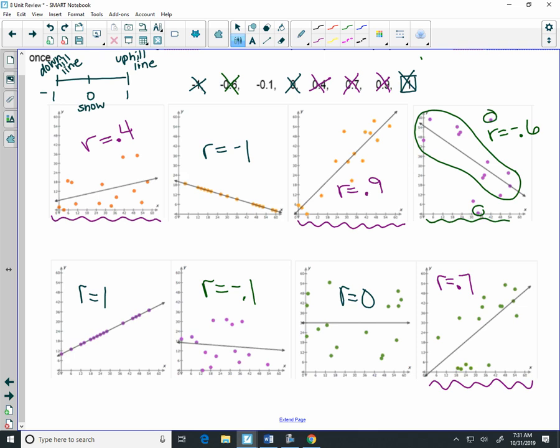All right, so just remember when you're working with these, linear is either +1 or -1. And it's positive or negative based on whether you have an uphill slope, which would be positive, or a downhill, which would be negative. And then after you've decided positive or negative, you're dealing with how closely those scatter plot dots cluster to the line. The closer they are to a line, the closer you are to 1.